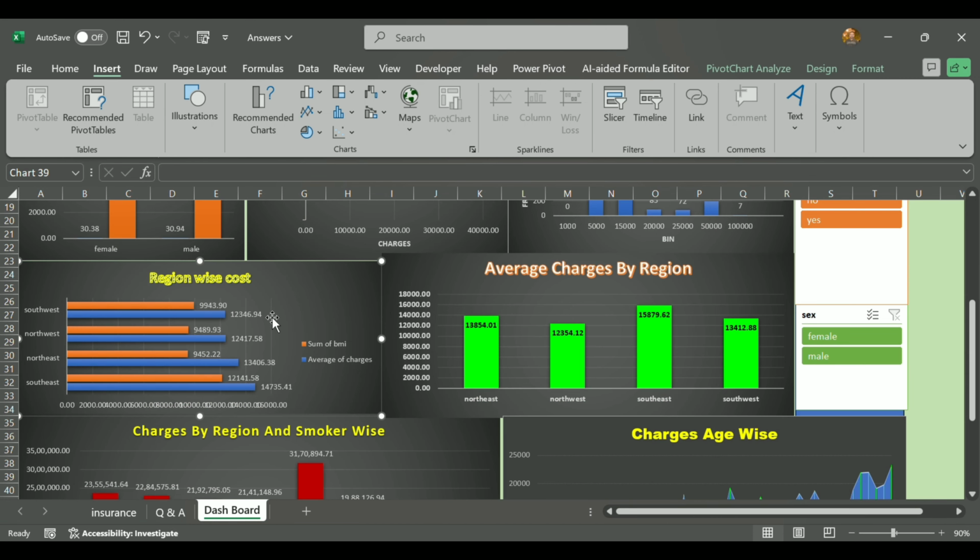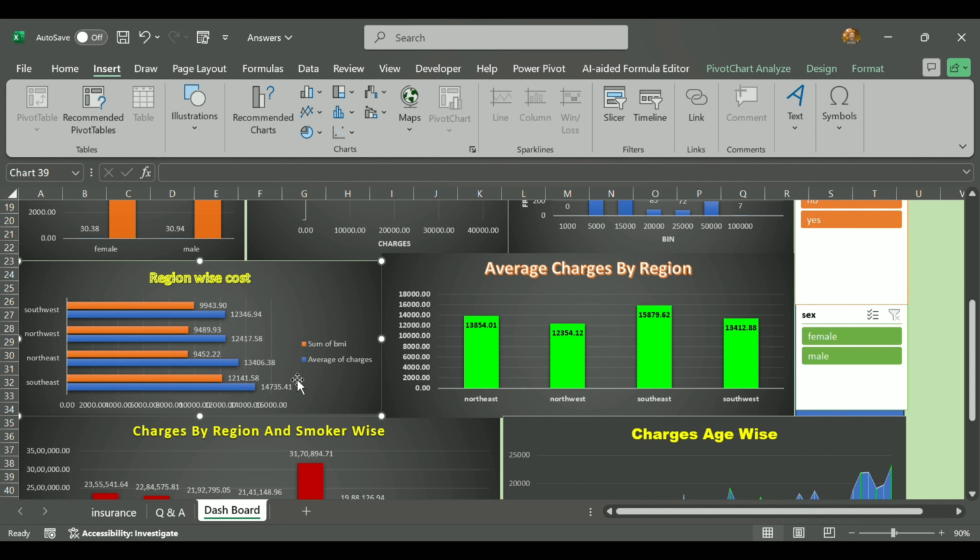So in this chart, I compared the data region-wise by showing two important factors side by side. The orange is for the sum of BMI and the blue is for the average of charges. This gives us a clear understanding of how region impacts both health, via BMI, and medical costs.